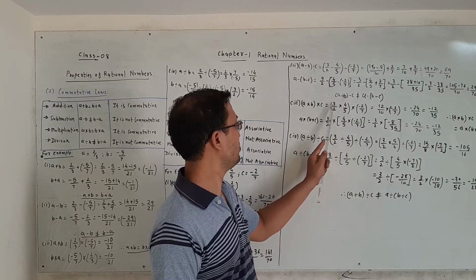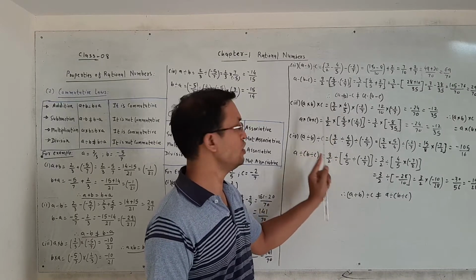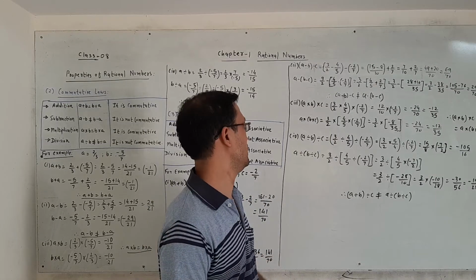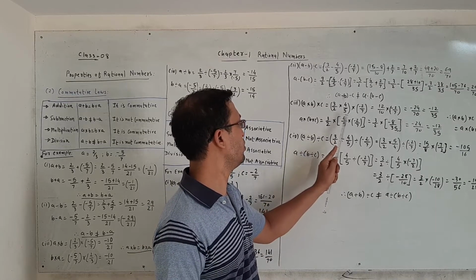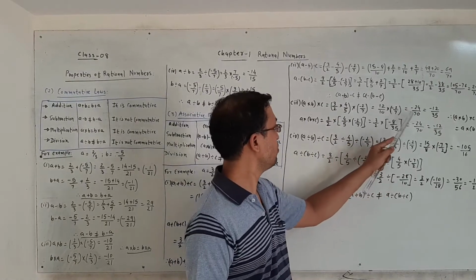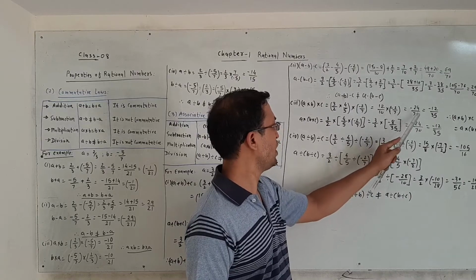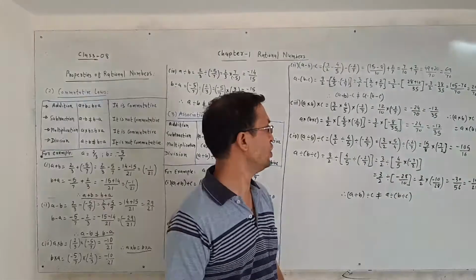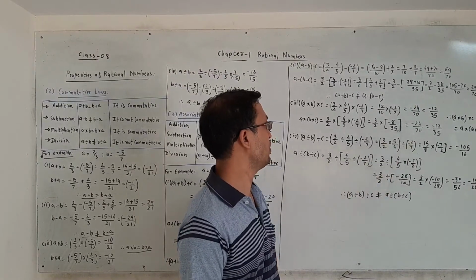So therefore multiplication of numerator and denominator. इसमें multiplication में LCM नहीं आएगा, addition subtraction में LCM आएगा. 3 times 4 is 12, divided by 5 times 2 is 10, multiply minus 2 by 7. That is minus 12 times 2 is minus 24 divided by 70. That is minus 12 by 35. Simplest form is minus 12 by 35.